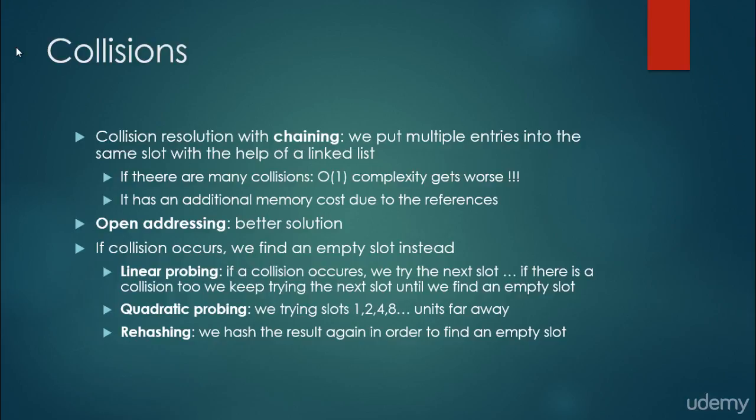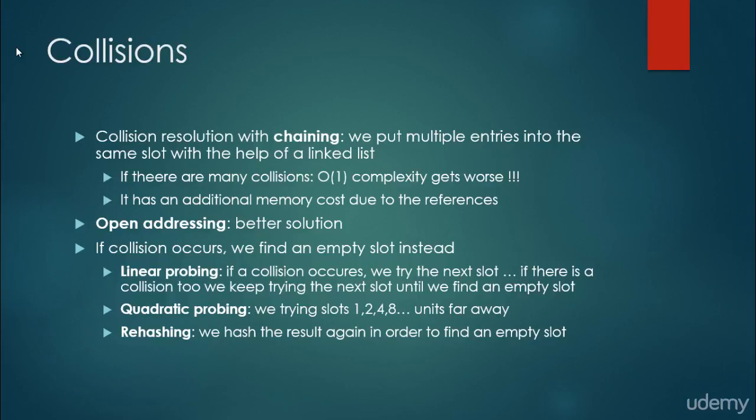It has an additional memory because of the references, as we have discussed in the linked list section. Another way to solve collisions is open addressing. It is a better solution, by the way. If a collision occurs, we find an empty slot instead. And we can do it several ways.